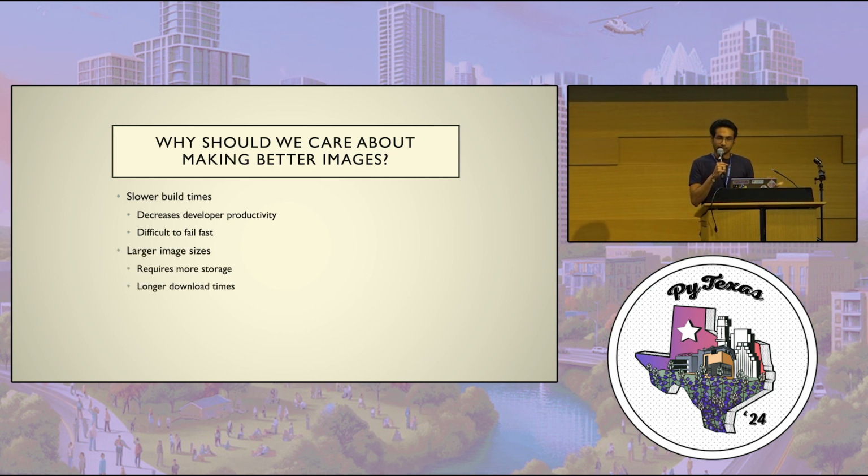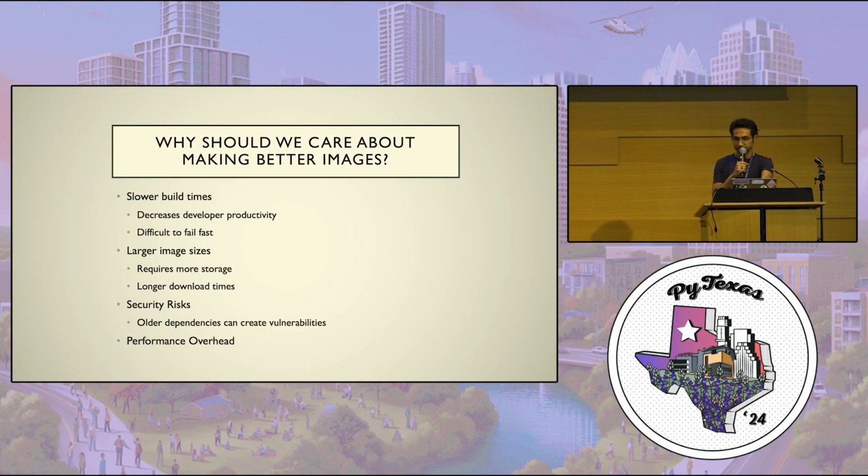Then there's the obvious thing, which is larger image sizes. If we have a really huge image, it will require more storage, it will have longer download times, and if you have a CI/CD setup, it will take a long time for that image to get pushed as well. And of course, there are security risks as well. If you're not careful, for example, and you're using a very outdated base image, say an older version of Debian, then you will have security risks. And if you're not careful, there could be a performance overhead as well. By the way, it's very easy to make this mistake with large images.